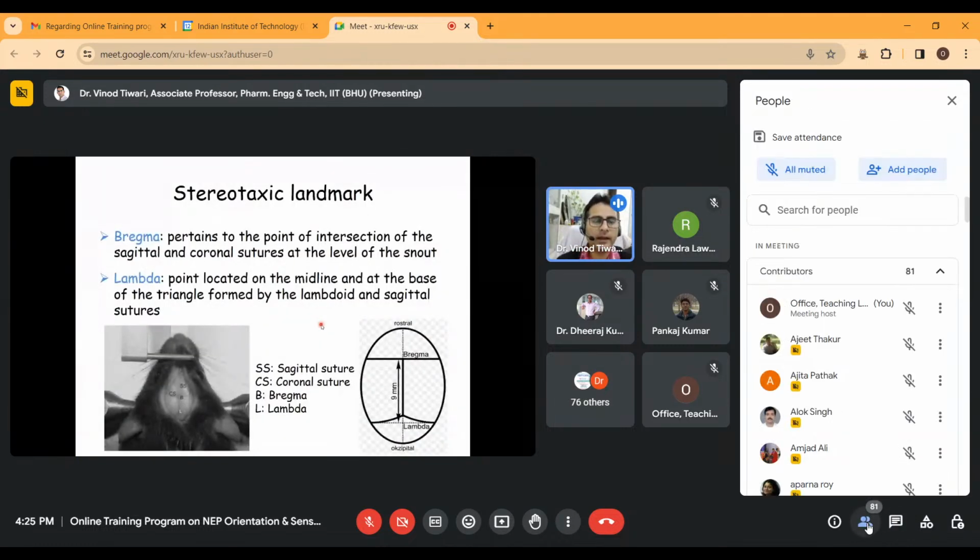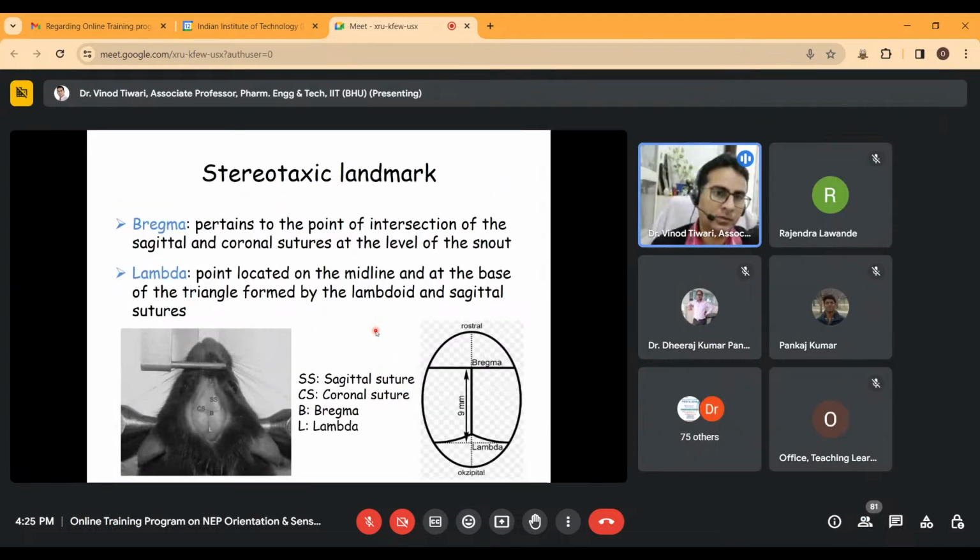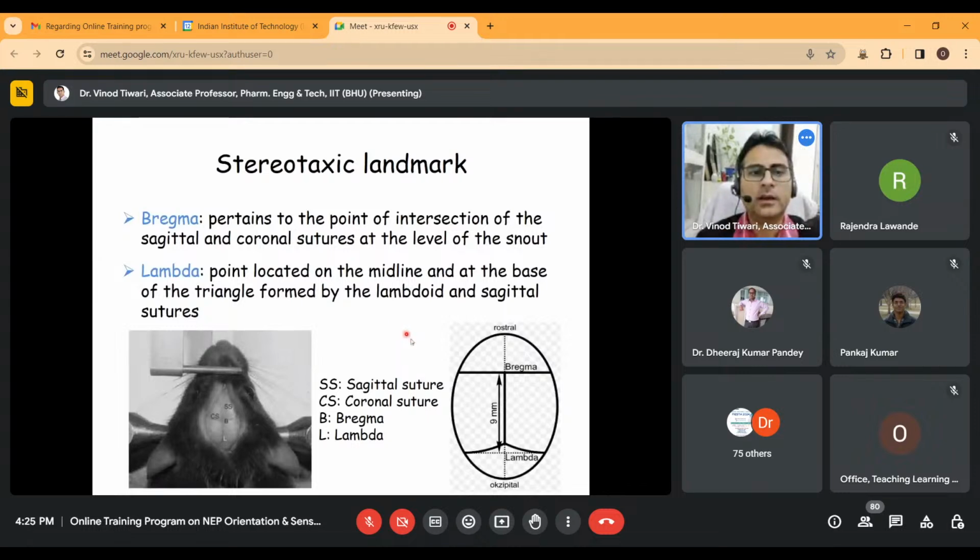Now, I told you about two important landmarks in the last few slides. These two important landmarks are bregma and lambda. These landmarks are very, very important if you are a neuroscientist or you want to do this kind of surgery, whether in animals or you are a surgeon who wants to operate on human beings. You should be familiar with this.